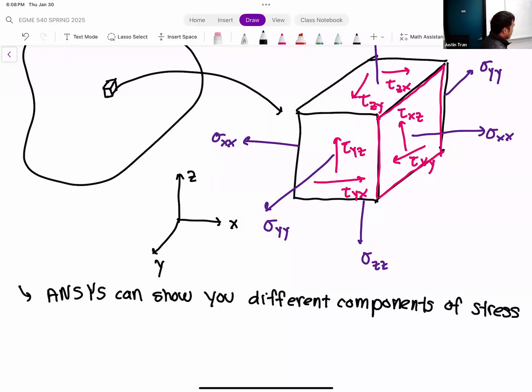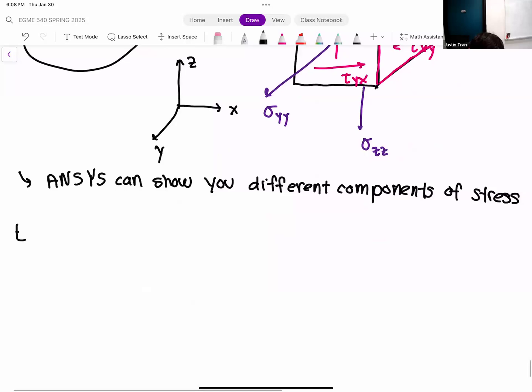Okay, good. But all of these definitions of stress are great, but that's not the one that we saw last week, right? When you did your activity one, I asked you to show me a very particular type of stress called the equivalent stress. Sometimes it's called the von Mises stress. So let's go over that concept.